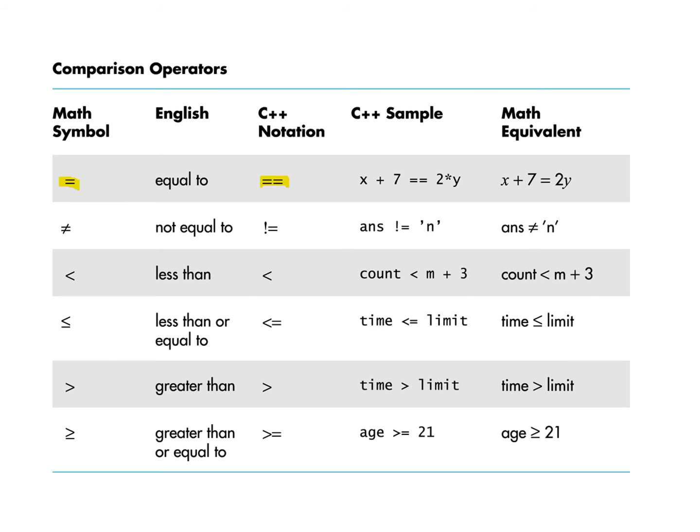It is different. For example, x plus 7 is equal to 2 plus y. When you write it in the program, you need to write x plus 7 is equal to 2 times y. And not equal to: for example, the answer is not equal to n, then you need to write like this. You cannot use this symbol. Less than is the same, and then less than or equal to, which you break into less than and equal to. Then greater than and greater than or equal to.